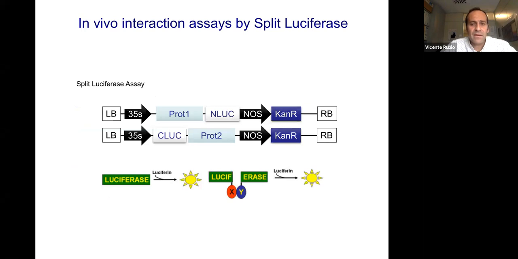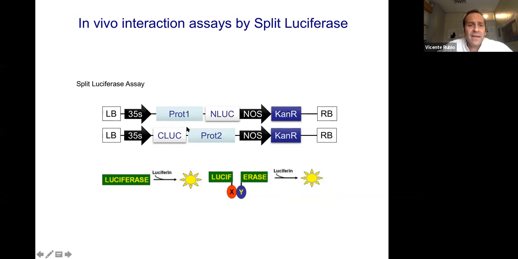For that, there are different systems that allow testing interaction in planta. One of them is the split luciferase. They are based more or less on the same principle, in which you split the reporter protein in two and fuse each half to each of the proteins of interest, protein 1 and protein 2. One of them will carry the N-terminal part of the luciferase in this case, and the other one the C-terminal part. And what you can do is express these fusion proteins in a specific plant cell system.